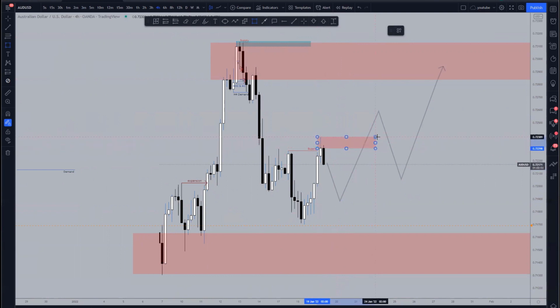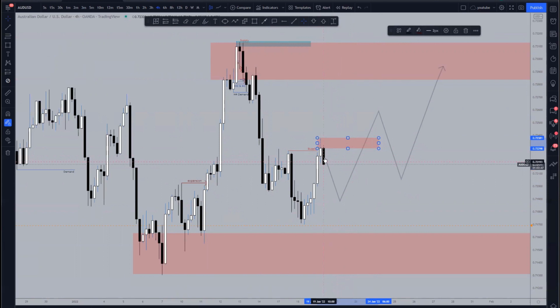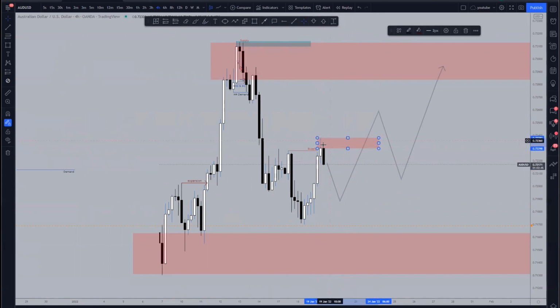So pretty much what I like to do in this instance is I would wait for this candle to close, this bearish candle to close. Then I would call this supply. It's looking like it's going to happen, but we can't predict the next hour of this 4-hour candle. So just understand that if a candle's not closed, it's hard to say that it's a solid level.